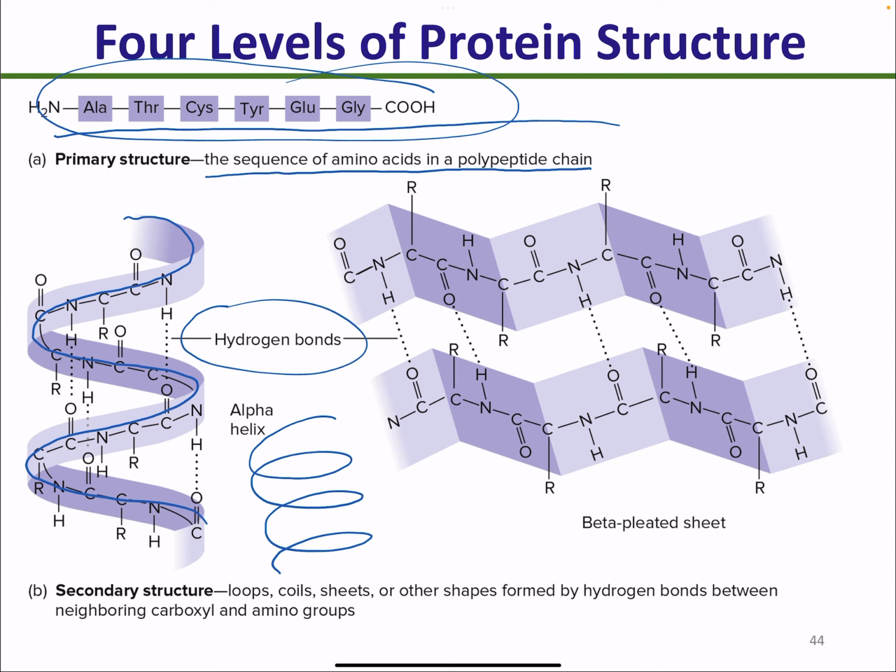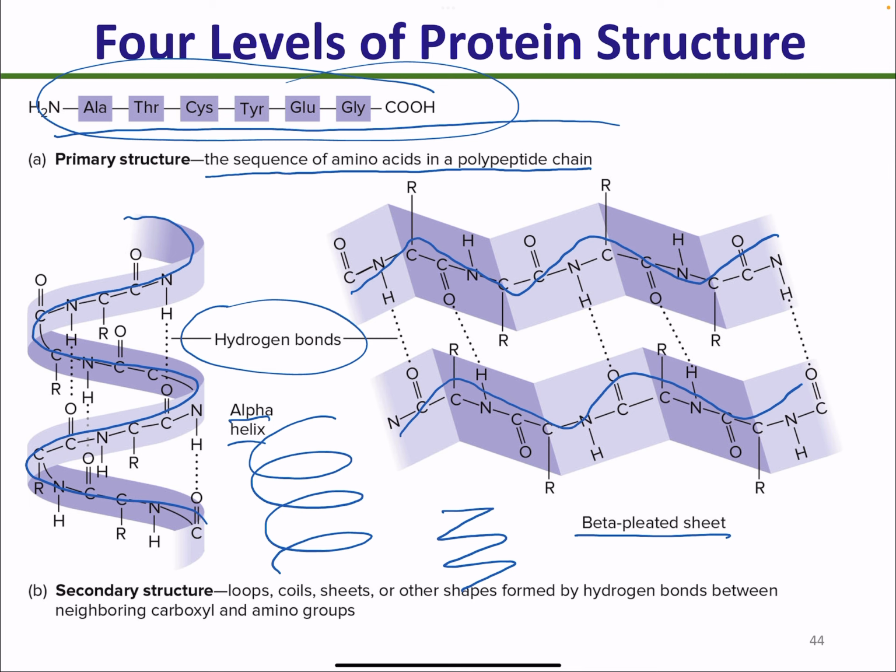You have zigzag lines, right? Beta pleated sheets. These are the beta pleated sheets. We also draw it like this. Okay? The alpha helices and the beta pleated sheets, they are all stabilized by hydrogen bonds. In other words, the secondary structure of proteins exists because of hydrogen bonds. I want you to remember that.